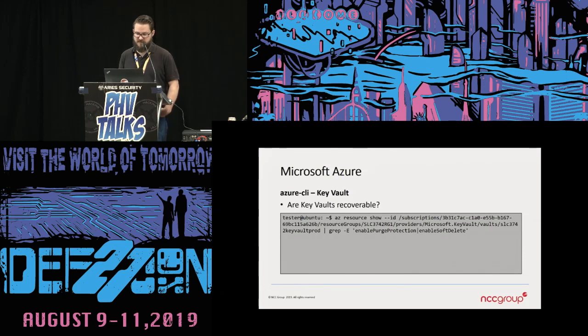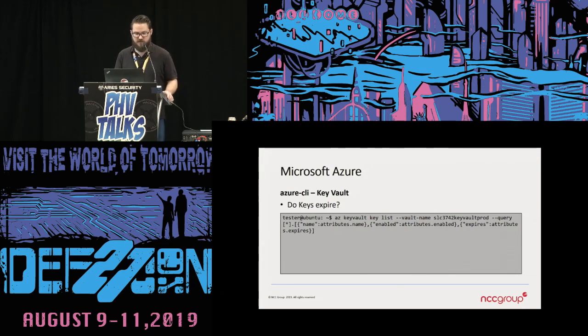So we'll take that ID and we'll look and see if this vault is recoverable. So if the vault is deleted, can we revert that? And we're going to look for the enable purge protection or the enable soft delete in the output. And so we'll specify that ID from before. And we see we don't actually get data back. So this vault is not recoverable. If it's deleted, it's gone.